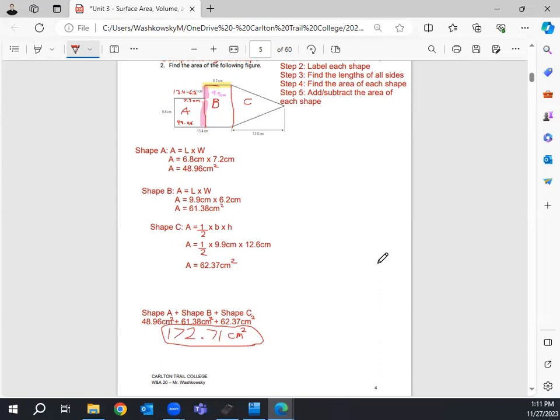Like I always recommend, just properly label stuff, because otherwise sometimes you're going to be working on a problem for 10 minutes. You're not going to remember what was what if you just say 48 and then 62 and then like 73 over here. It's not going to click as well. So if I would just say shape A, or A equals 48.96, and that's okay.